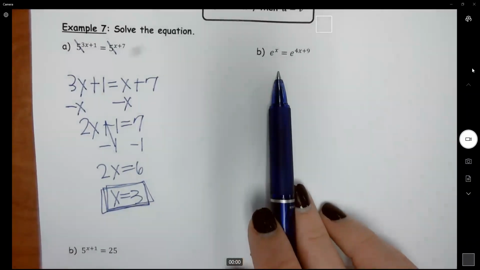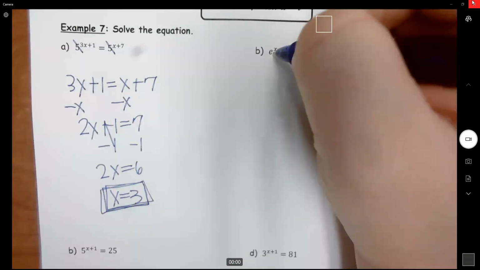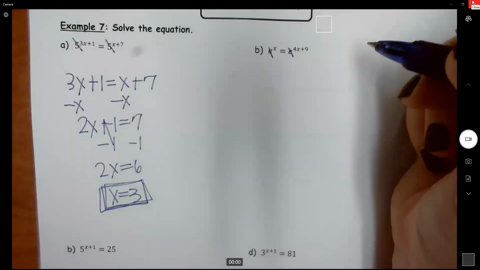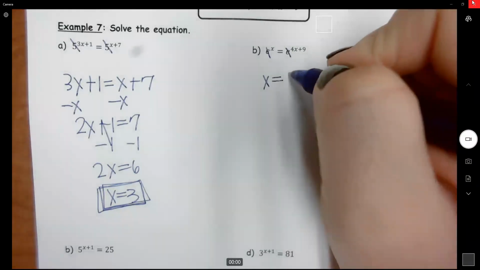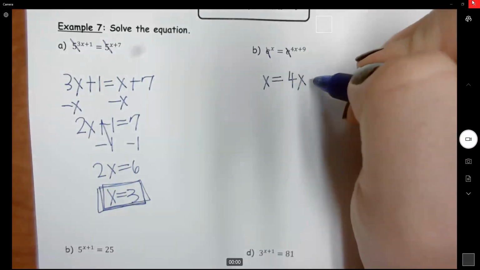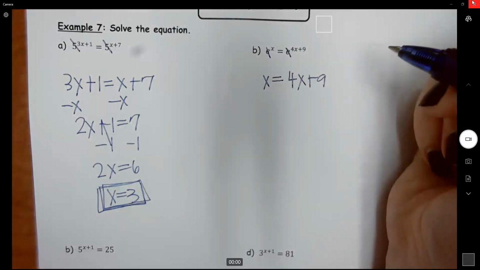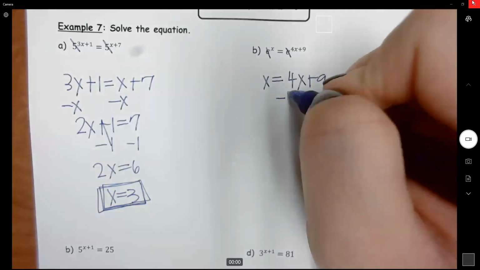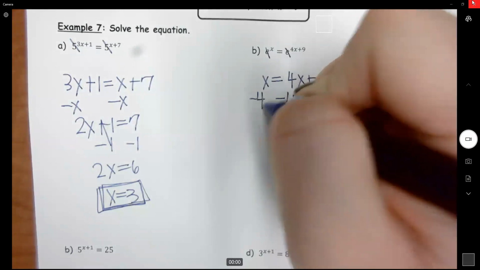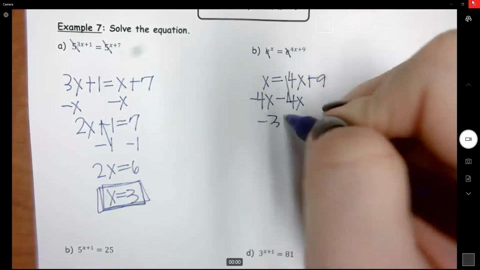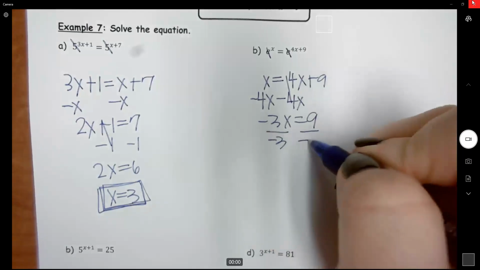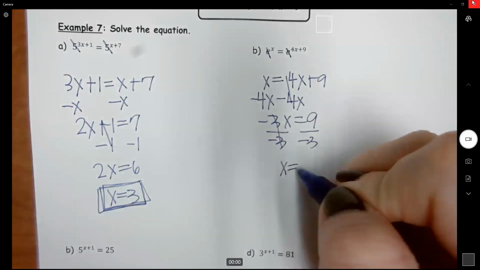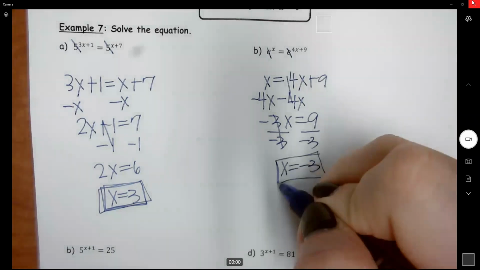Okay, this has a base of e, but it's the exact same thing. The bases are the same. So I'm going to cancel out my base, my e. I'm going to set the exponents equal to each other. So x equals 4x plus 9. So now solve for x, and we'll do that by subtracting our 4x to get negative 3x equals 9. Divide by negative 3, and we get x equals negative 3.